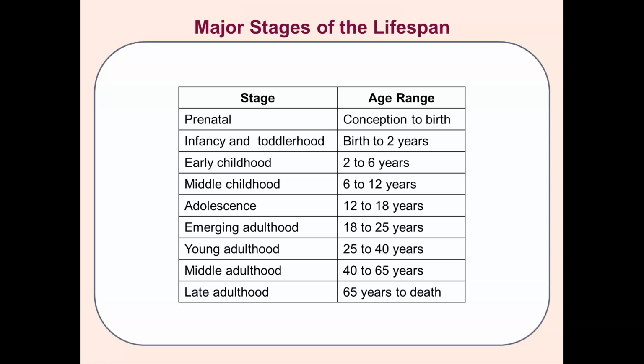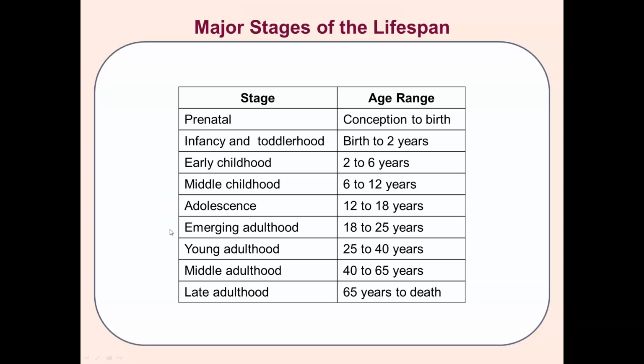So here they are, right here. They are prenatal, and that's conception to birth. Then the next stage is infancy and toddlerhood, and that's birth to 2 years old. The next stage is what's known as early childhood, between ages 2 to 6. Next stage, middle childhood, ages 6 to 12. Next stage, adolescence, between 12 and 18 years of age.